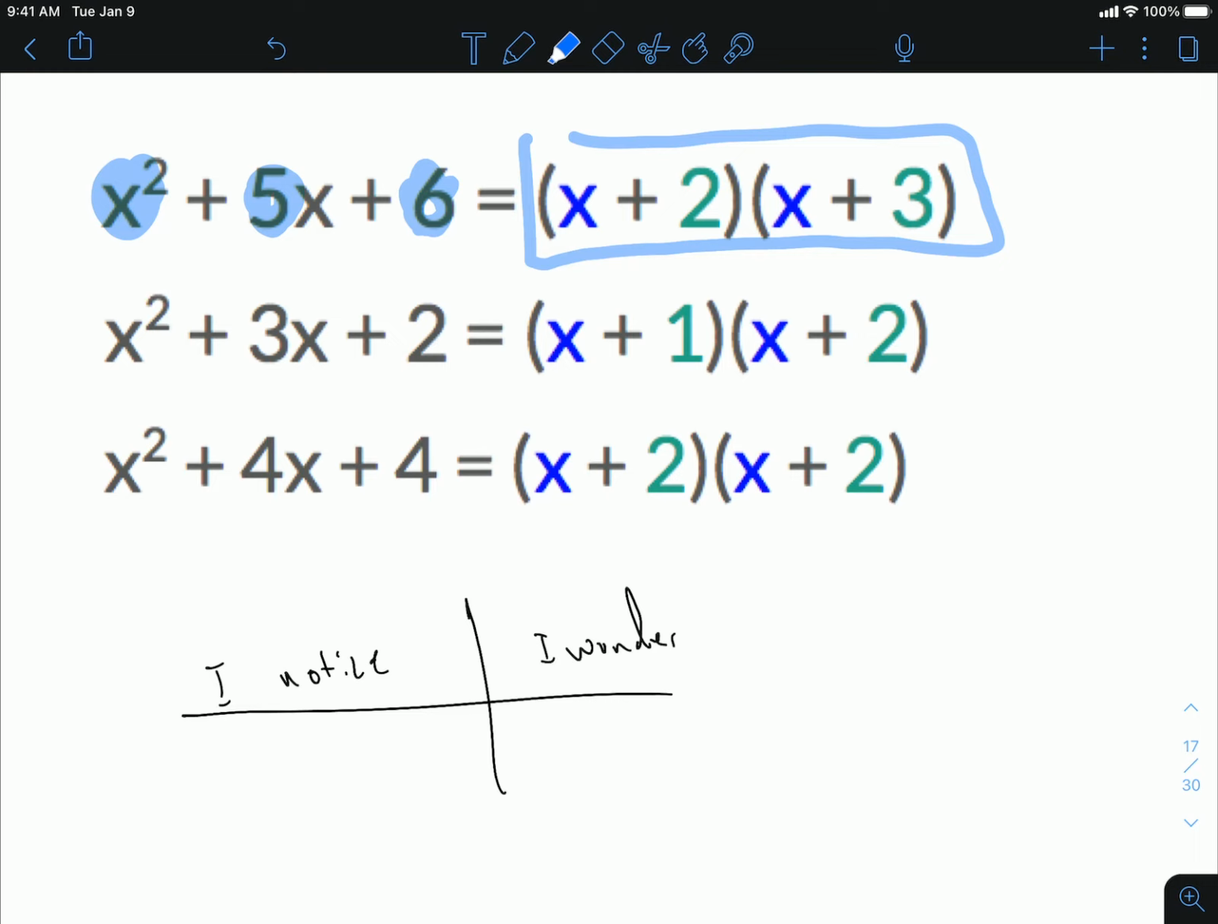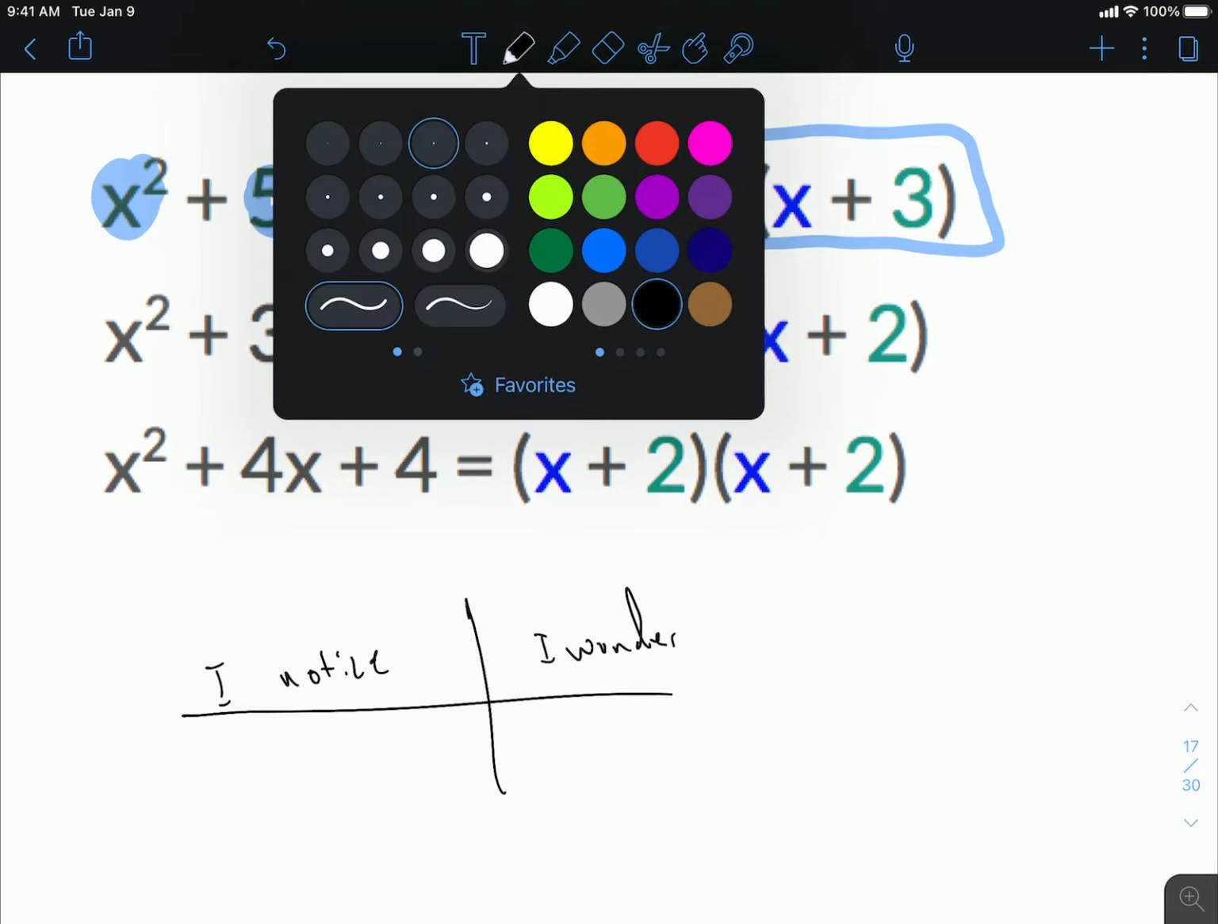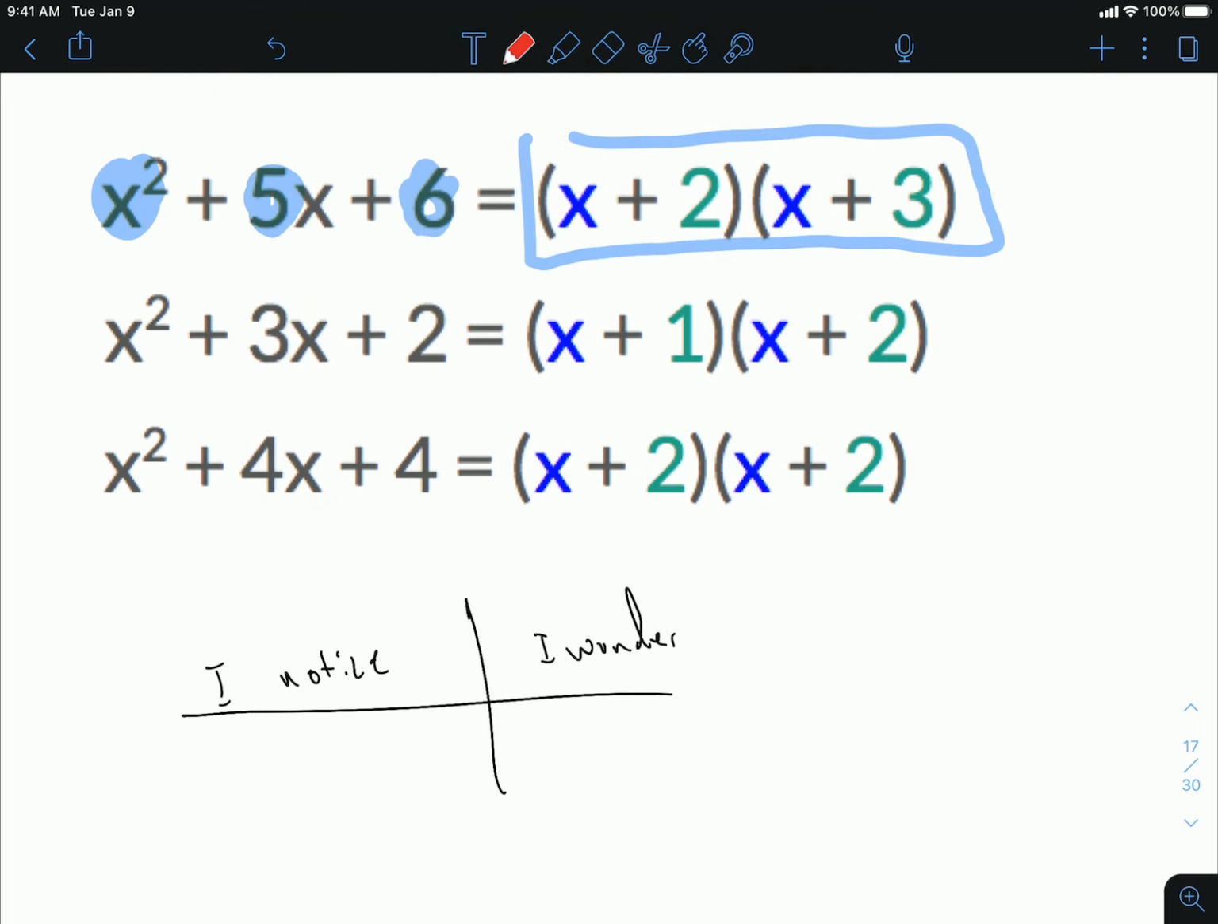If I had to write down a notice, and I'm trying to think from your guys' standpoint of seeing this for the first time, I notice, well, I see that there's two, remember what I said about this? This means that there's an x times an x. I could condense that down, right? Well, if I look at the other side, I notice that there are two x's there, right? Why? Okay.